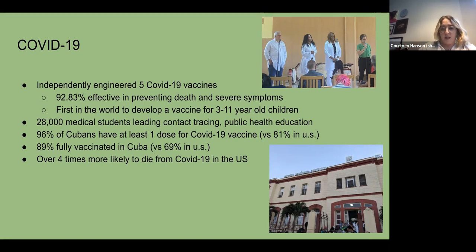The rates of vaccinations are extremely high, and generally, people are over 4 times more likely to die from COVID-19 in the United States. The day we left for our brigade, 262 people did die from COVID here. And out of Cuba's 11 million people, only 30 positive cases were reported on that same day when we arrived. Cuba has the world's highest ratio of physicians to the population.